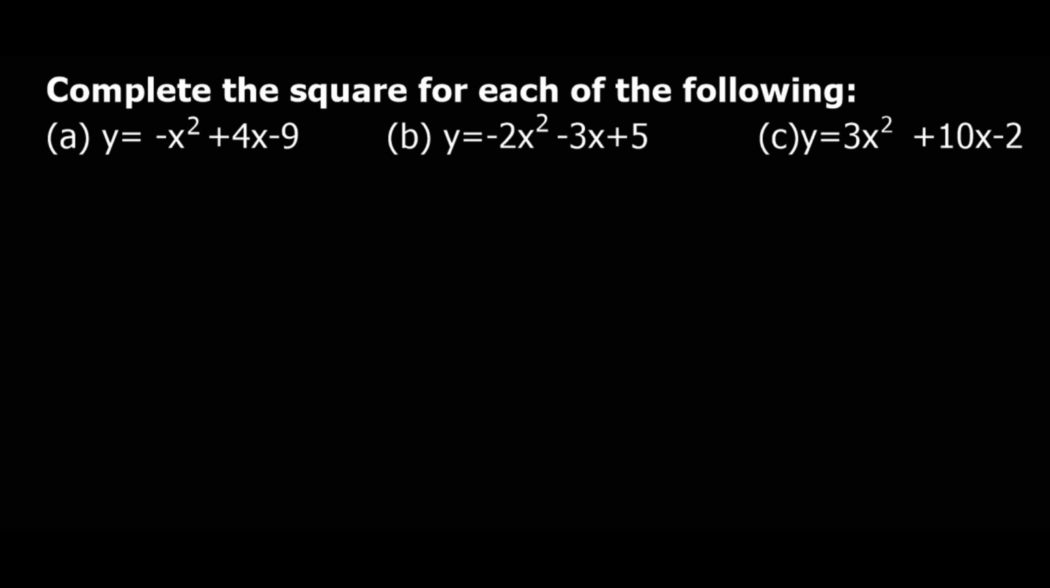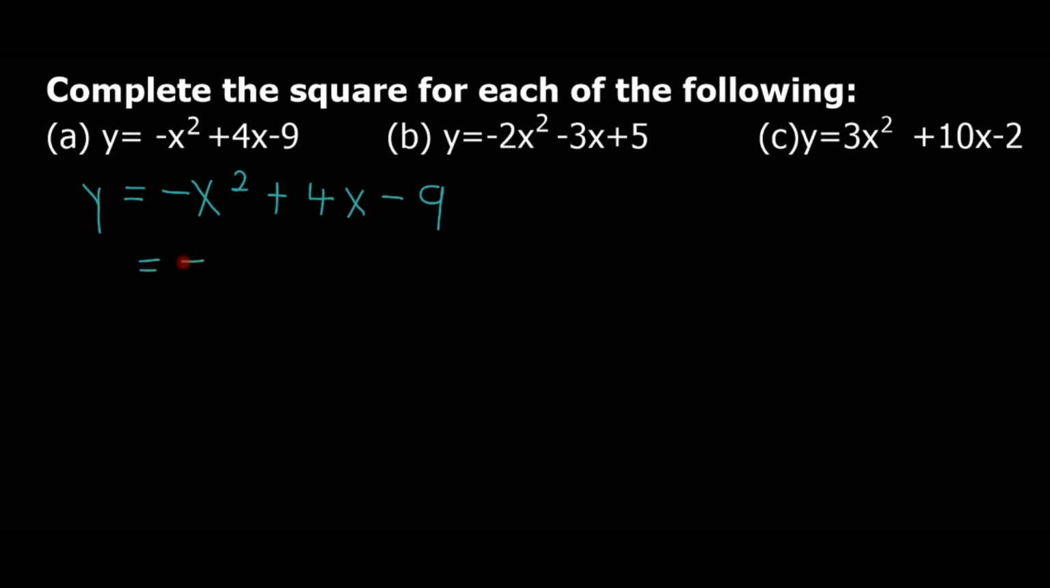We have y equal to minus x squared plus 4x minus 9. Let me write it again. Because the coefficient of x squared is not positive 1, we will factorize this coefficient. Remember, in this case we have negative 1, so we will factorize negative 1.